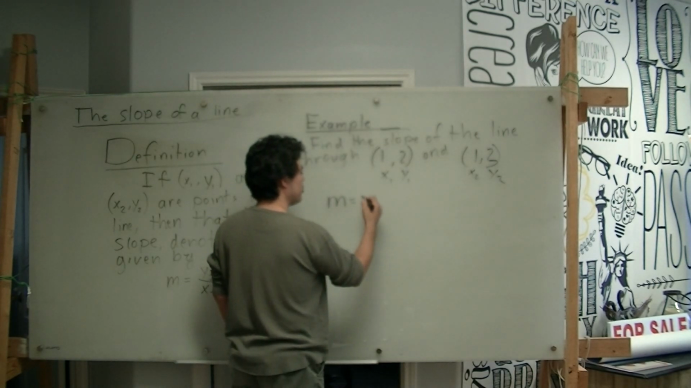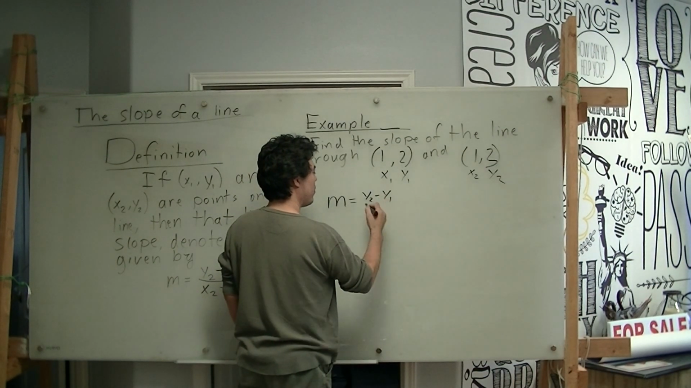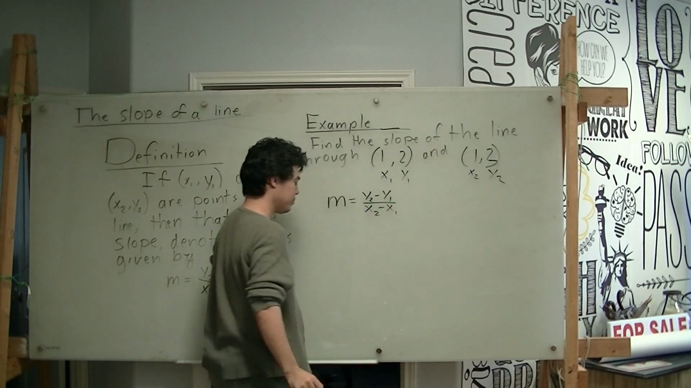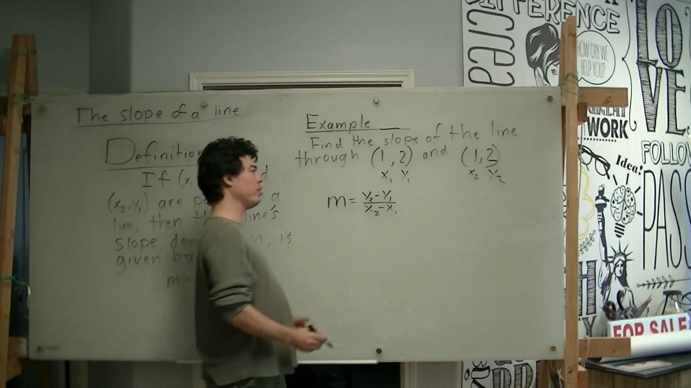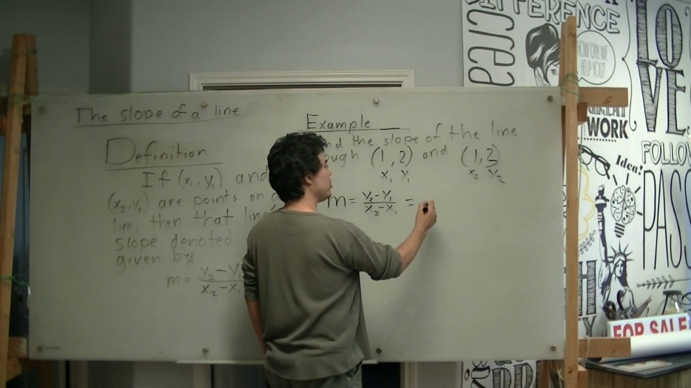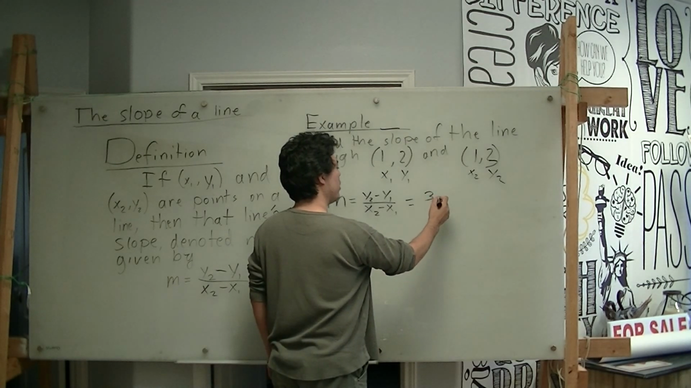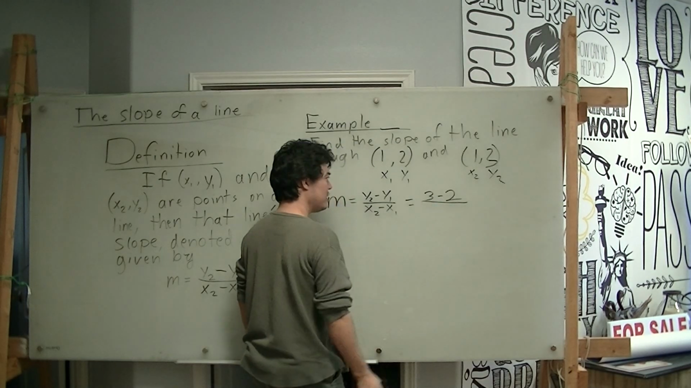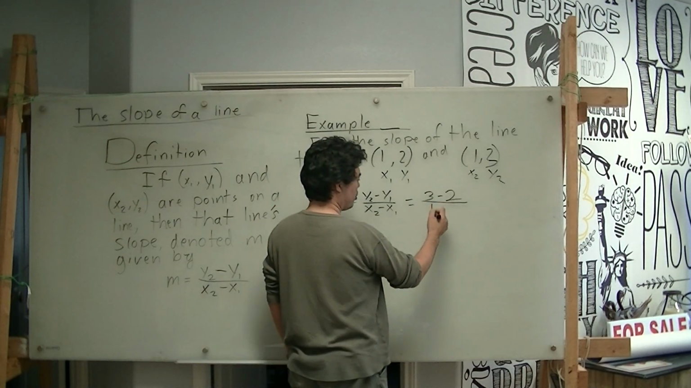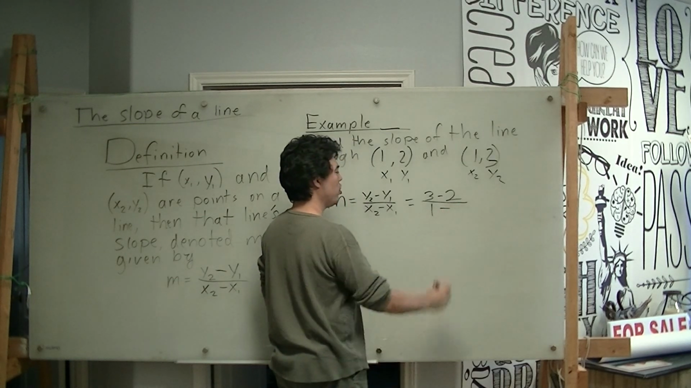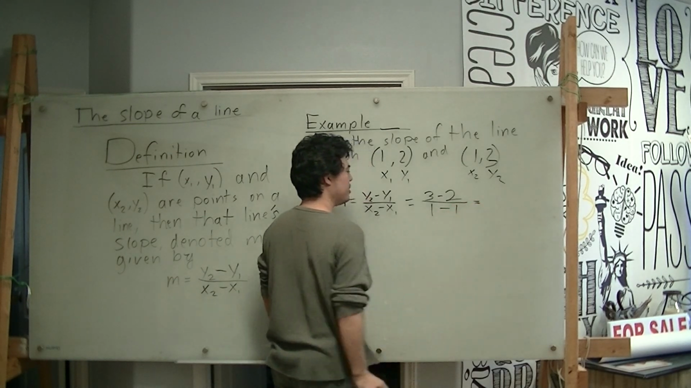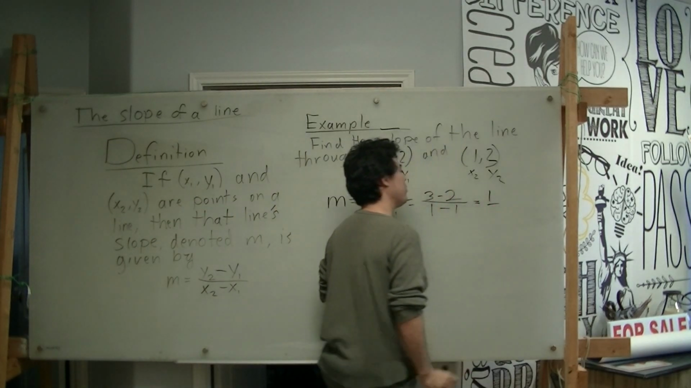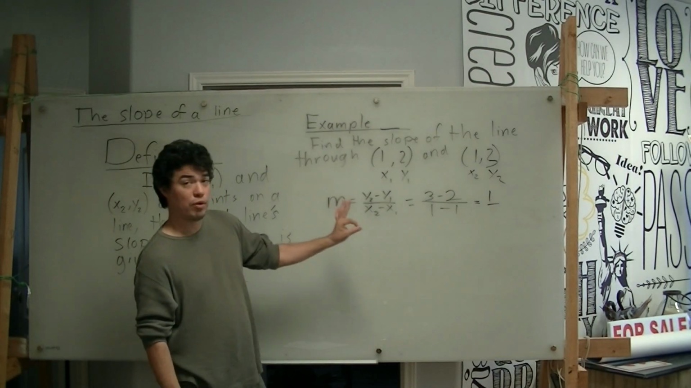In this case, m equals y2 minus y1, divided by x2 minus x1. Then we're going to insert our values. In this case, our y2 is 3, minus y1, our y1 is 2, so 3 minus 2, divided by x2, which is 1, minus our x1, which is 1 also. 3 minus 2 is 1. What about 1 minus 1? 1 minus 1 gives us 0.